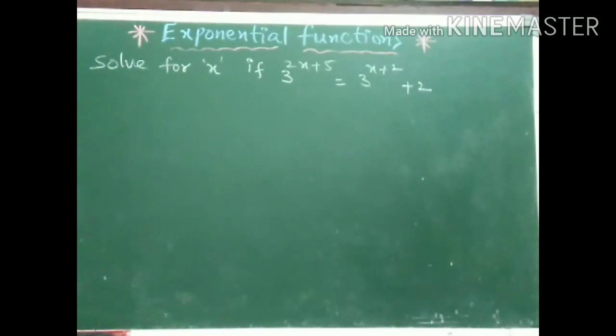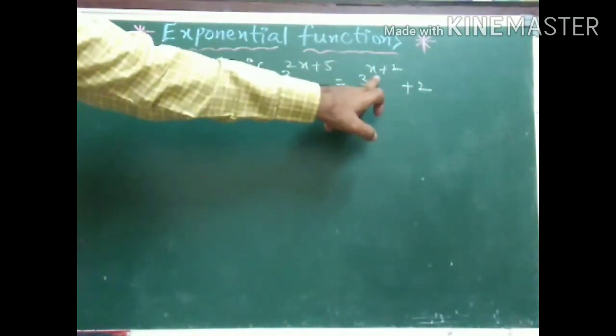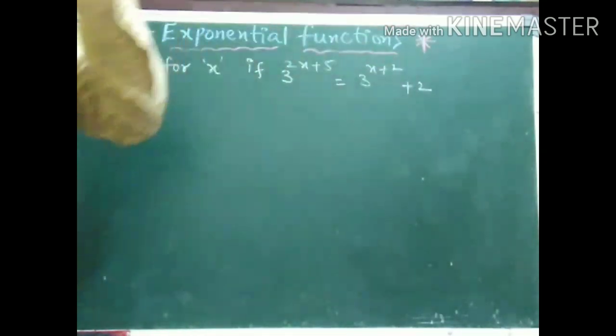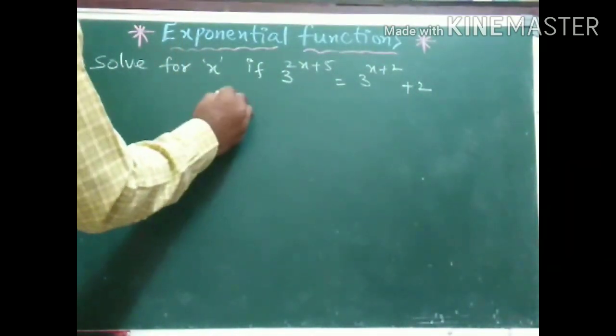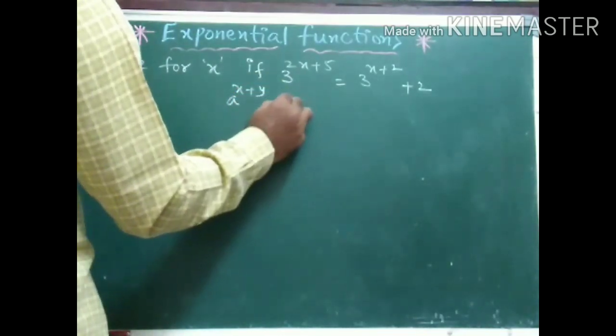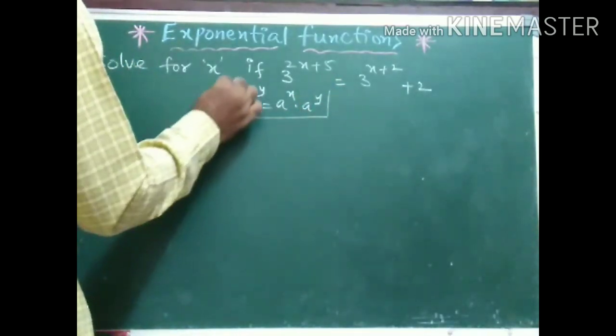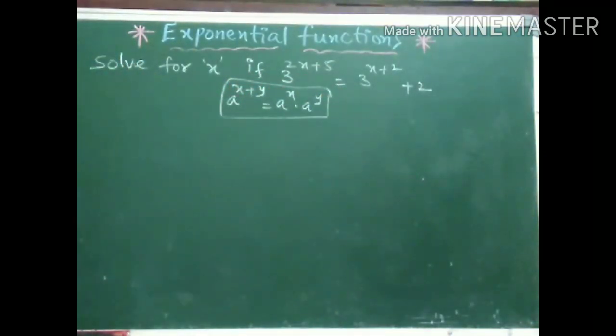Coming to the next problem. Solve for x if 3 to the power of 2x plus 5 is equal to 3 to the power of x plus 2 plus 2. Here let me use this formula: a to the power of x plus y can be written as a to the power of x into a to the power of y. So this is the formula which we are going to use now.